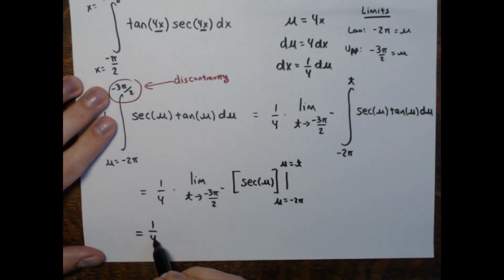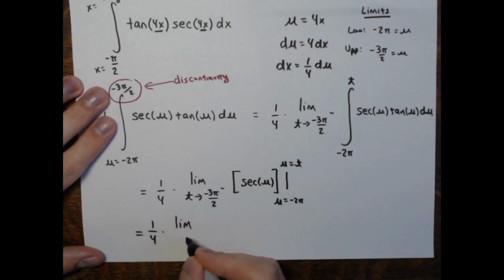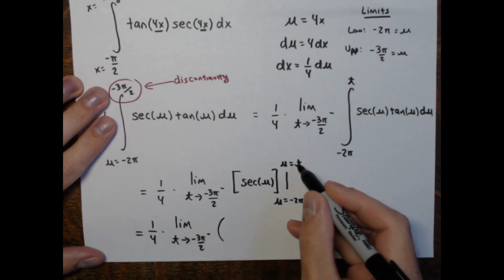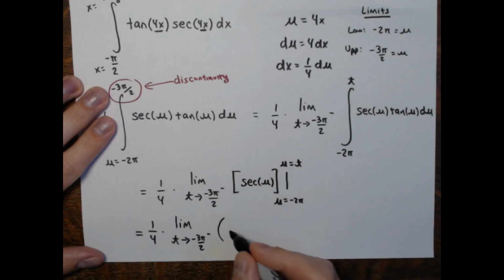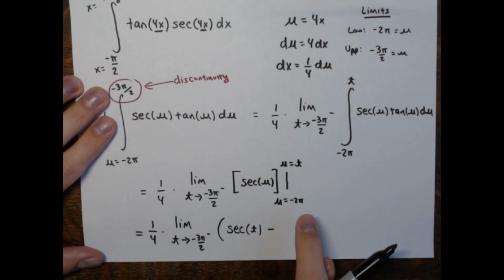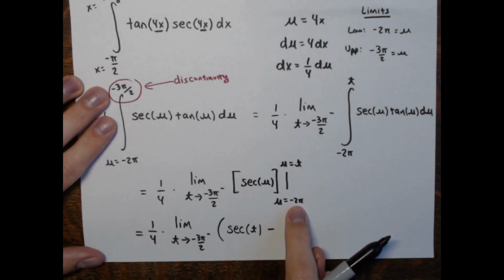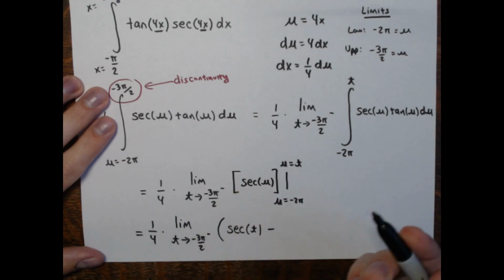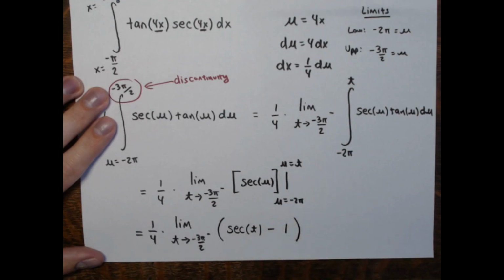So this is 1/4 times the limit as t approaches negative 3 pi over 2 from the left, or from below, of the secant of t. I'm replacing u with t and u with negative 2 pi. The secant of t minus, now negative 2 pi is coterminal with positive 2 pi, and the cosine of 2 pi was 1. So the secant of this is also 1. So minus 1 when I plug in negative 2 pi for u.